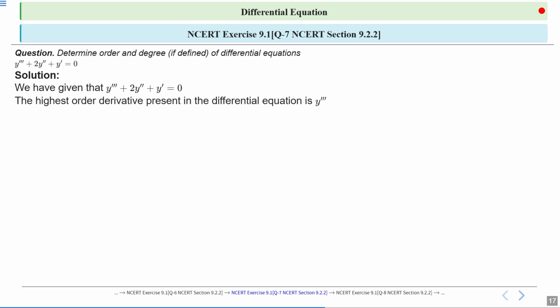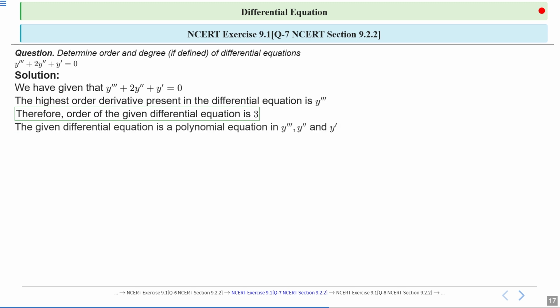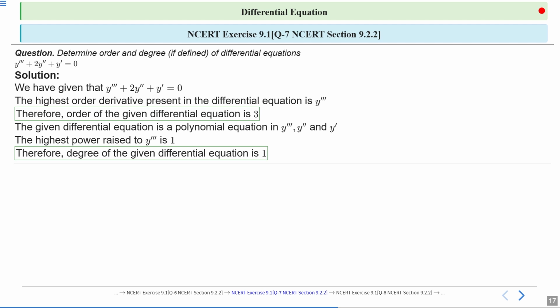And the highest order derivative present in the differential equation is y'''. Therefore, the order of the given differential equation is 3. And also, the given differential equation is a polynomial equation in y''', y'' and y'. So the highest power raised to y''' is 1. Therefore, the degree of the given differential equation is 1. Okay.